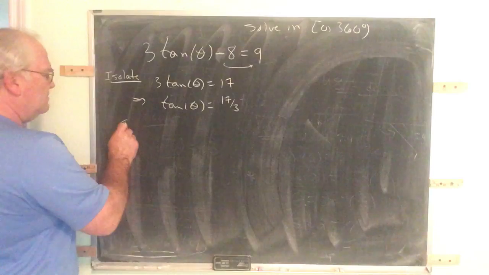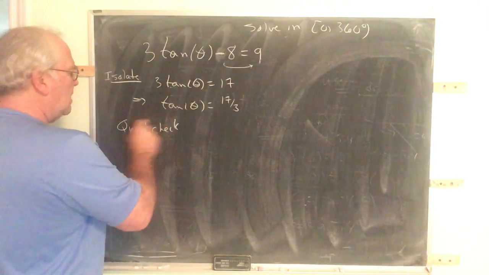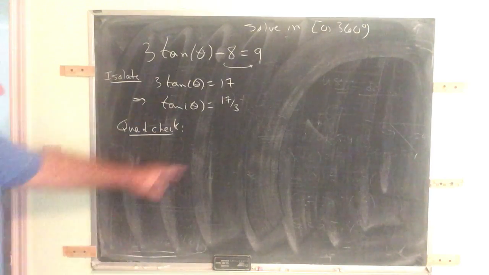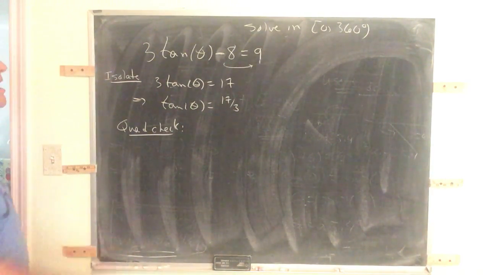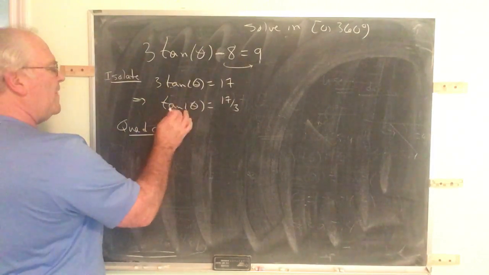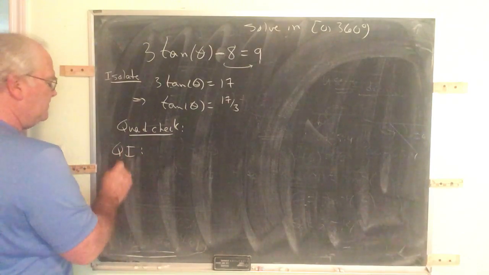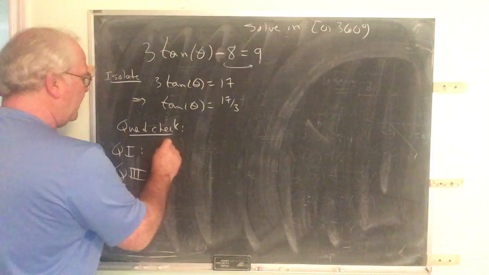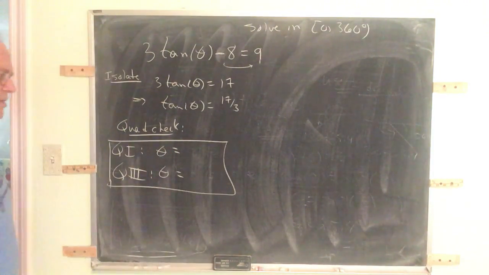Now quadrant check. The only time you don't need quadrant check and reference angle is if this is quadrantal. Clearly that is not, and so we're going to do quadrant check and reference angle. When is tangent positive? We're going to have a quadrant 1 solution and a quadrant 3 solution. So we're going to have theta equals, and that's when we know we're finished.